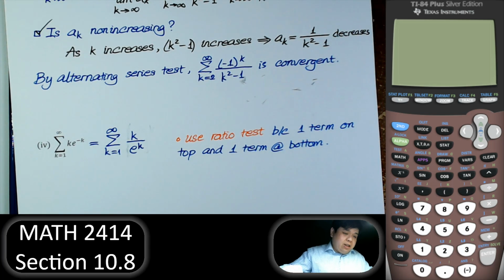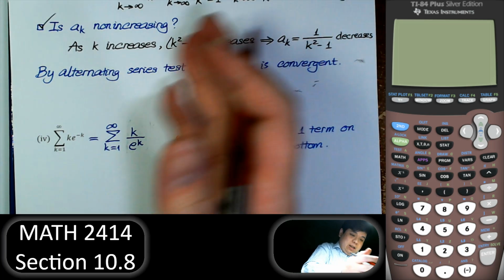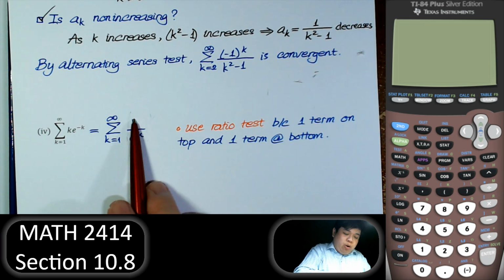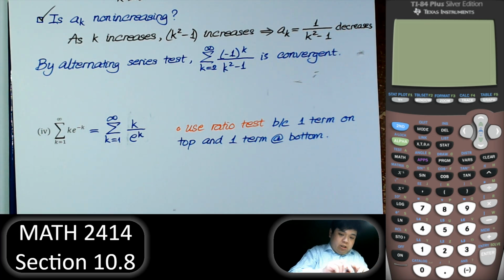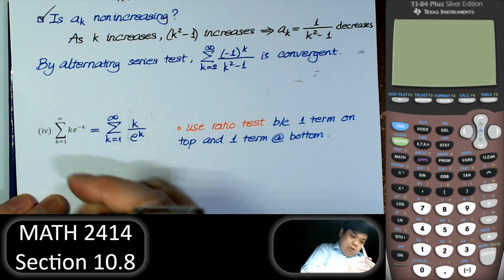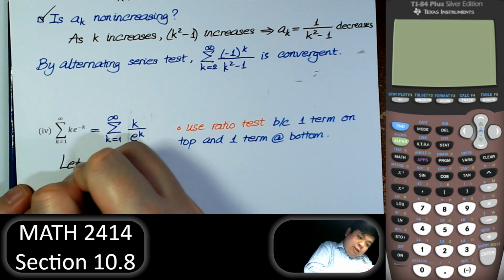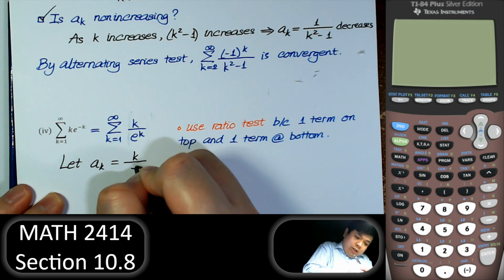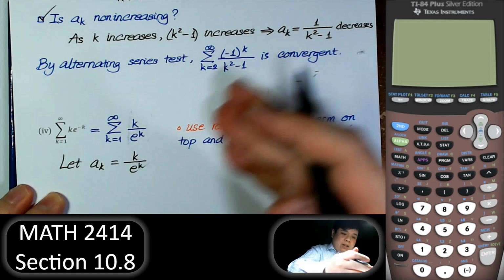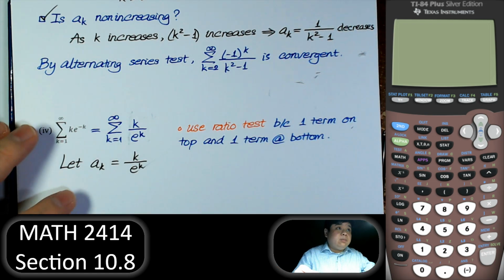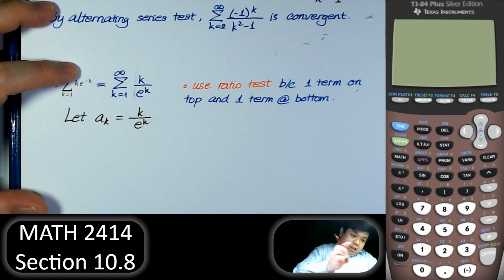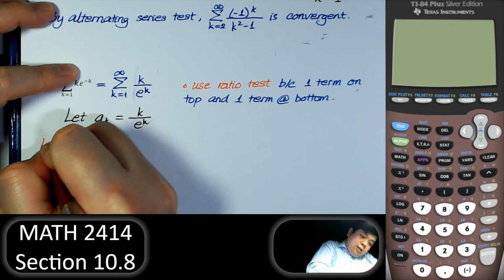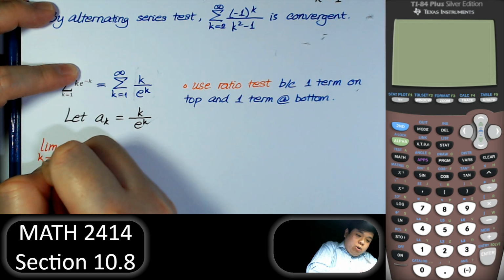So ratio test. What is ratio test? For ratio test, we need to know: let a of k equal to the term. So let a of k equal to k over e to the k. Now the ratio test, limit as k goes to infinity.